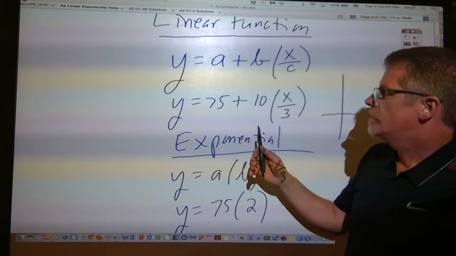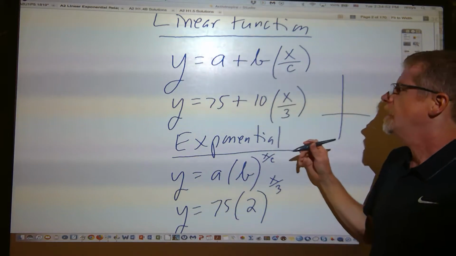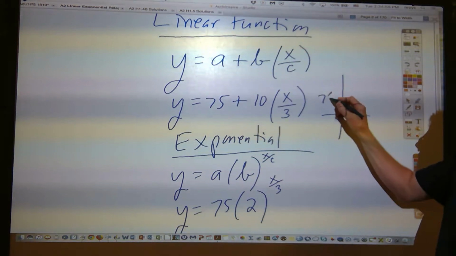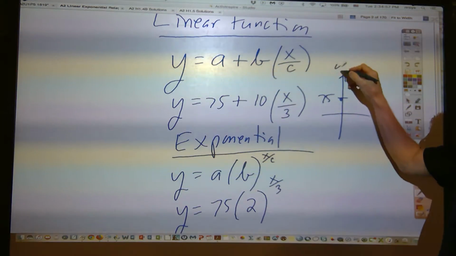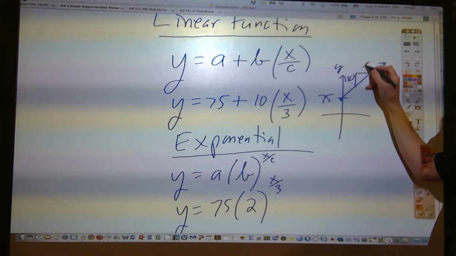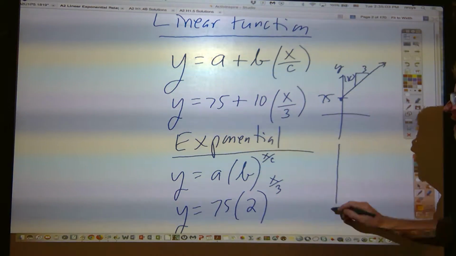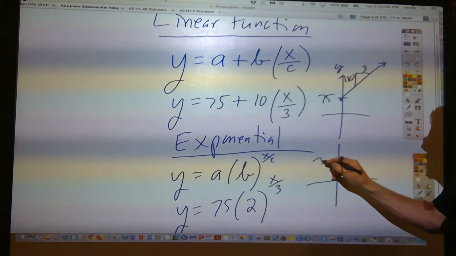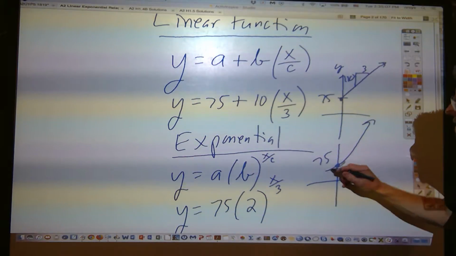Yeah. Start somewhere, add something every so often. Graphically, that would be, you start at the intercept, in this case the y-intercept, and you add 10 million people every 3 years, the slope is 10 over 3. In an exponential function, we're still starting at 75 million people, and it doubles.